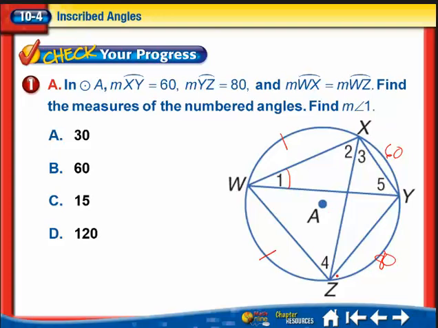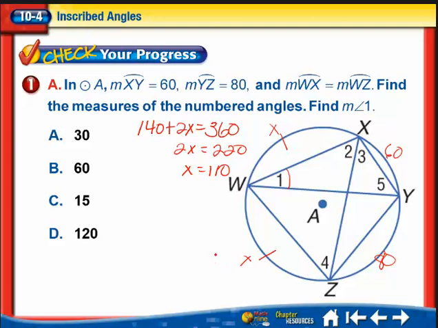Okay, well, as long as I can add all this up to 360, I'm good. So if this is X, this would also be X. So my equation would be 80 plus 60 plus X plus X. Well, 80 plus 60 is 140. X plus X is 2X. That equals how much in the whole circle? 360. When I subtract the 140 from both sides, I get 220. So X equals 110.